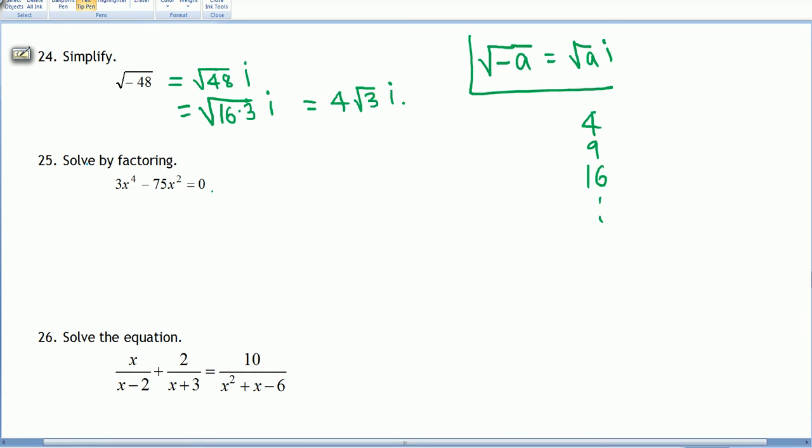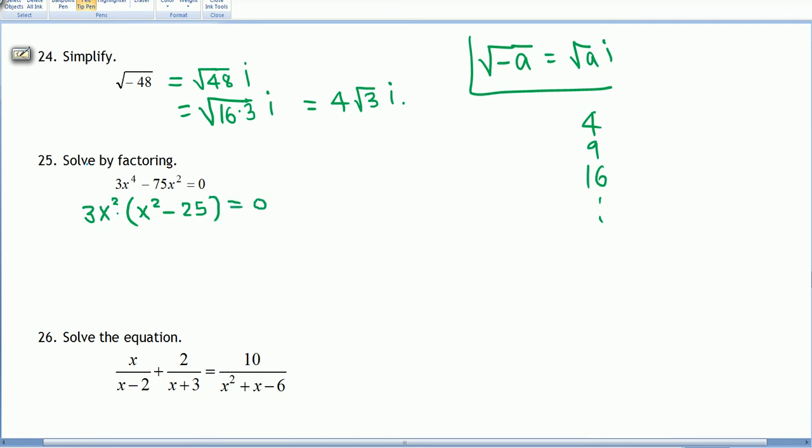Okay, next, solve by factoring. The right hand side is 0, that's good. Now we factor. There are two terms, 3x to the 4th and 75. Check if 3 divides 75. Use your calculator. Yes, 3 divides 75, so 3 is out. For x to the 4th and x squared, 2 of them are common, so x squared is out. Parenthesis: now 3 out, x squared out of x to the 4th leaves x squared, minus 75 divided by 3, you get 25, that equals 0.